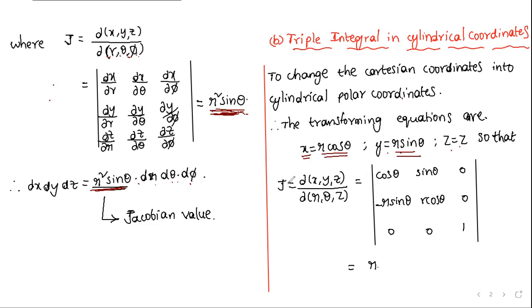So the Jacobian value, dou of xyz over dou of r theta z, is equal to the determinant of dou x with respect to r, dou x with respect to theta, dou x with respect to z. We get cos theta, sin theta, 0; minus r sin theta, r cos theta, 0; 0, 0, 1. Finally, after expanding, we get r. So this is the Jacobian value in cylindrical polar coordinates.